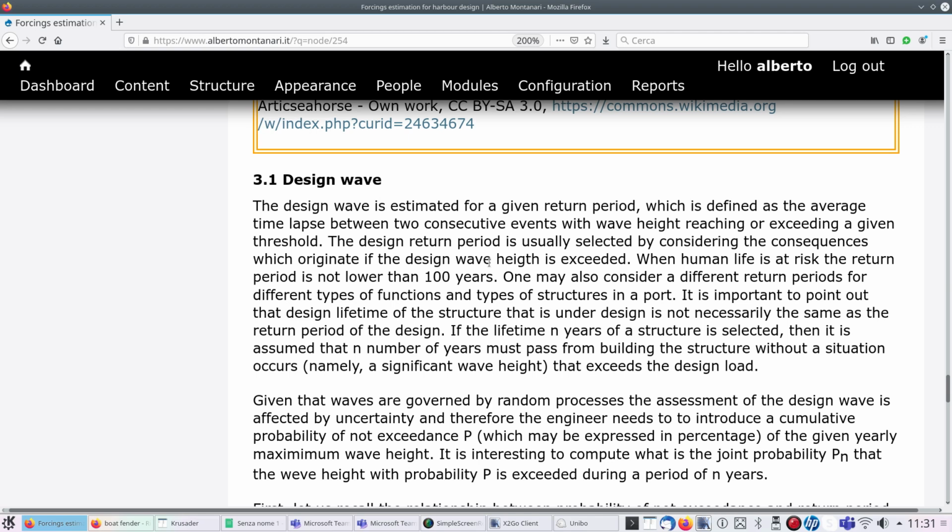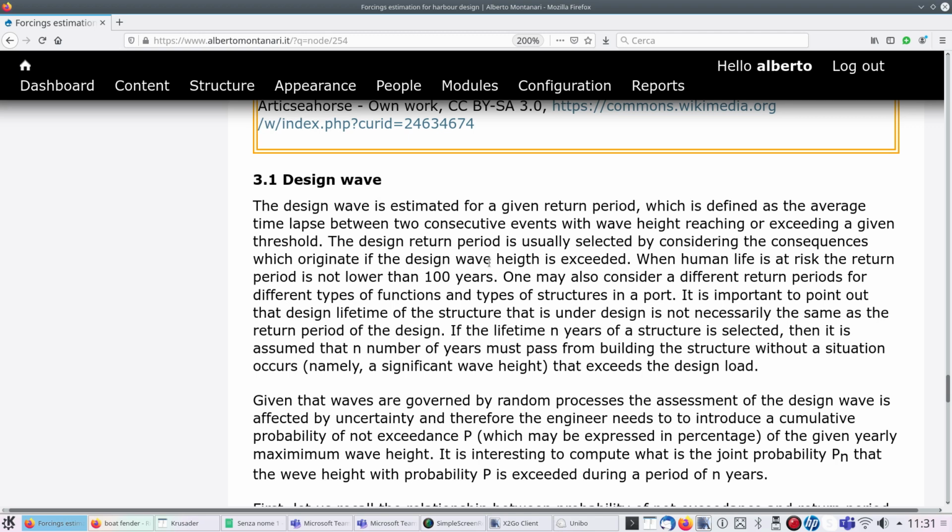If you design a bridge in road construction for an important road, the suggested return period is 200 years. If the road is a less important one, then you may go down to 100 years, depending on the local regulation, of course, that you always have to consult.